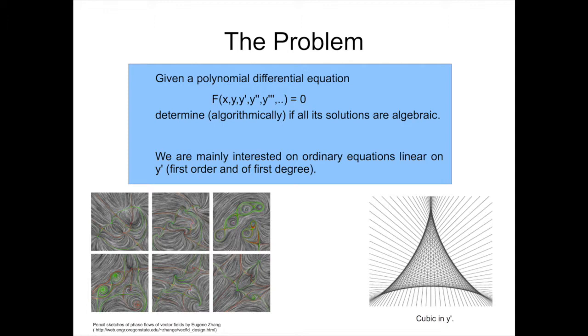Question. Do you assume that f is over a field of constants? F will be just a complex polynomial. And algebraic means algebraic over C of x? Over C of x, exactly. Thank you. Excellent.